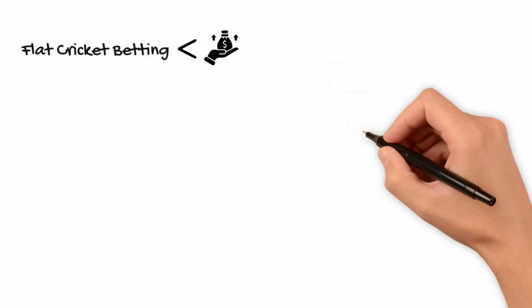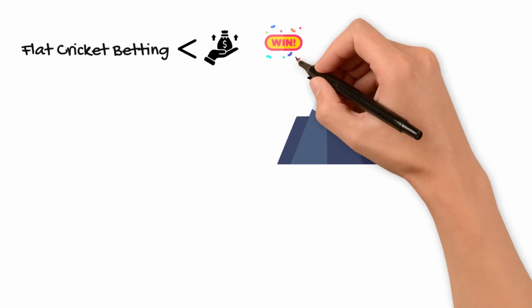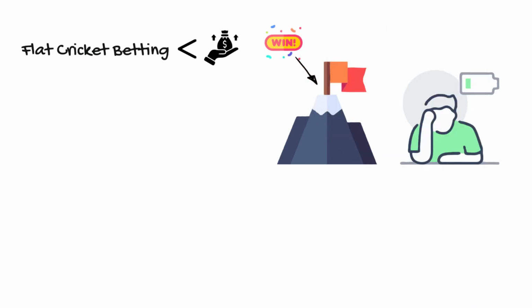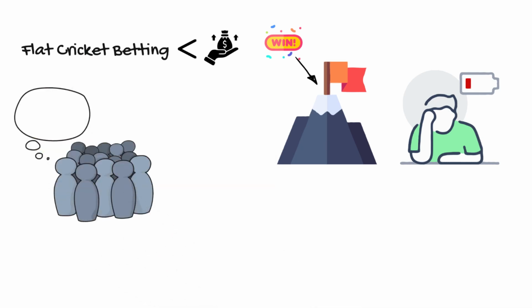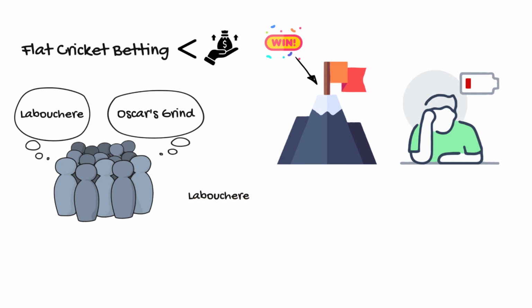Flat cricket betting yields small profits, and winning more than half of your hands is required to stay on top. Furthermore, the approach can be tiring, which is one of the reasons why some players prefer riskier betting methods such as Labouchere or Oscar's grind.